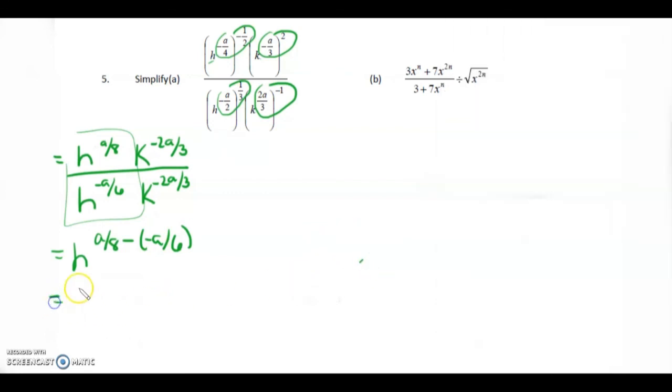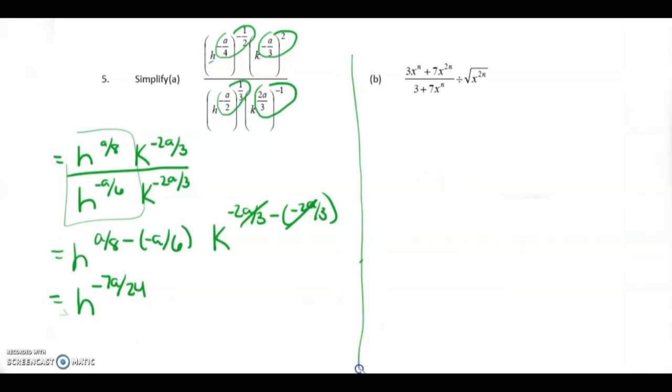So this is actually h to the exponent -7a over 24. Okay, for this k, I'm going to go -2a over 3 minus -2a over 3. And I think that just cancels out. So that's our answer.